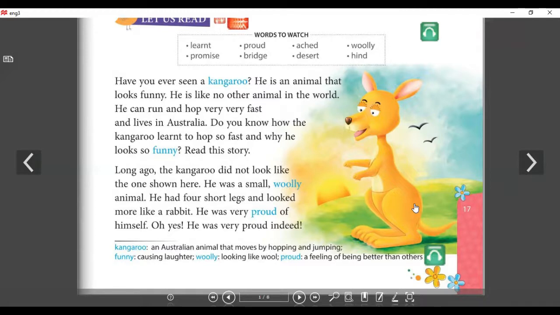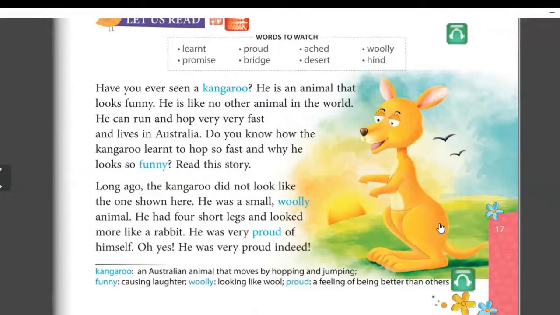Okay, so this story was written by Rudyard Kipling. He was an English writer. So, have you all heard about the Jungle Book story? Yes, the famous Mowgli character in the Jungle Book story was also written by Rudyard Kipling. So this story is also written by Rudyard Kipling.